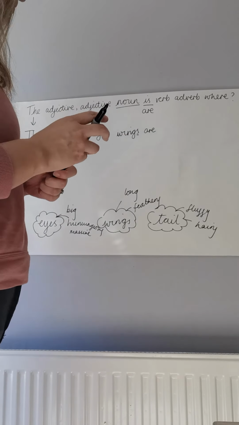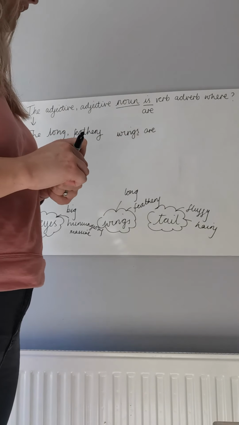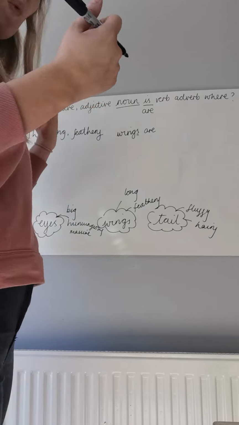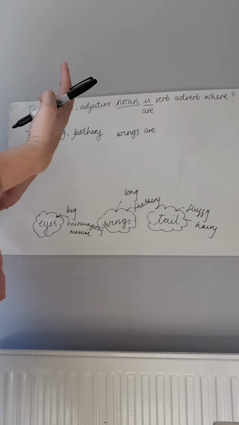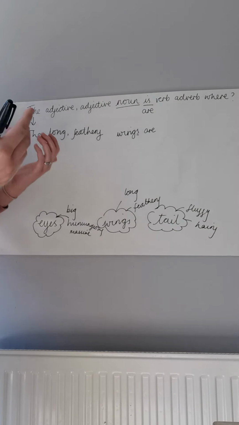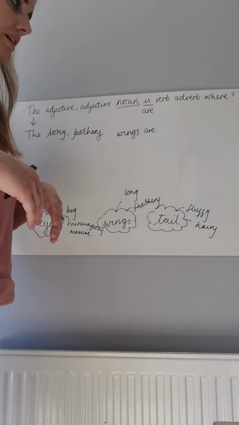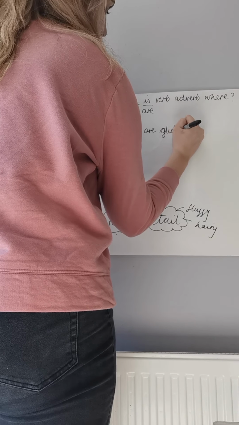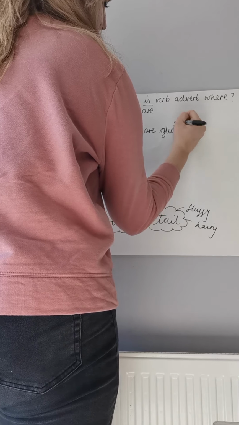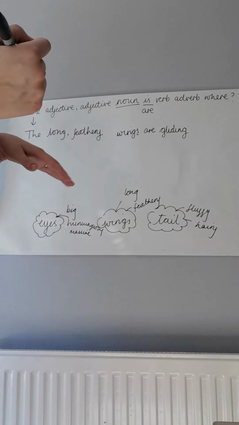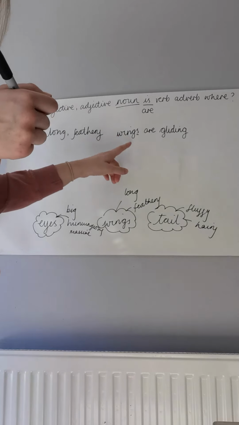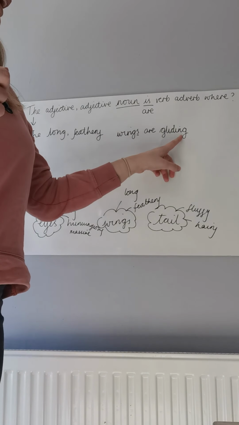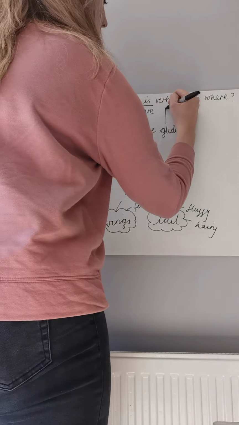Okay, so verb, let's have a little think. Thinking about the wings and them flying through the sky, we could have flying. But I think maybe try and think of something a bit more exciting. Maybe gliding. I can imagine a unicorn glides through that sky. They're so magnificent, aren't they? So we've got the long feathery wings are gliding, which is our verb.